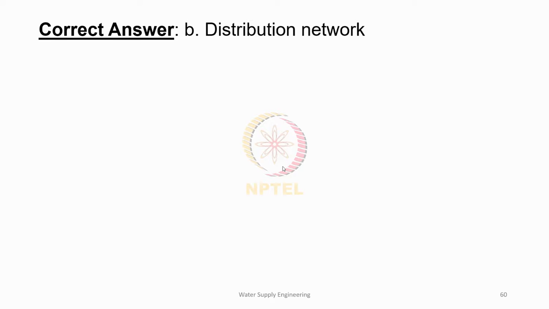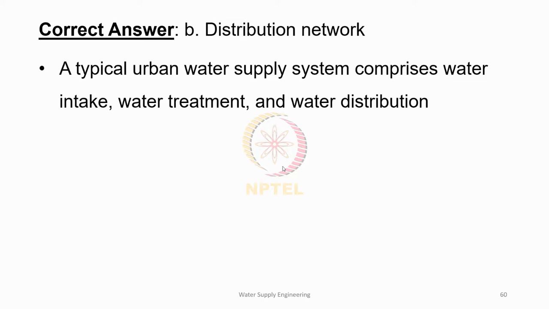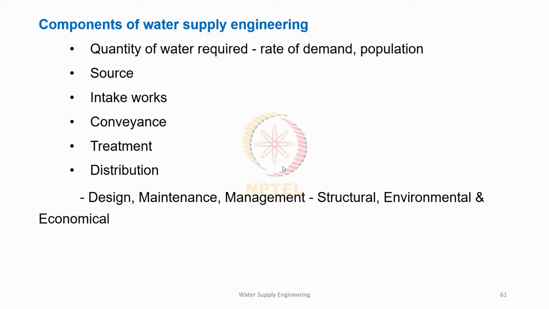Yes, as every one of you has said, it is option B, distribution network. So, a typical urban water supply system will have water intake, water treatment, as well as water distribution. So, the components of water supply engineering are basically the source of water, then the intake works, then conveyance, treatment, and distribution.